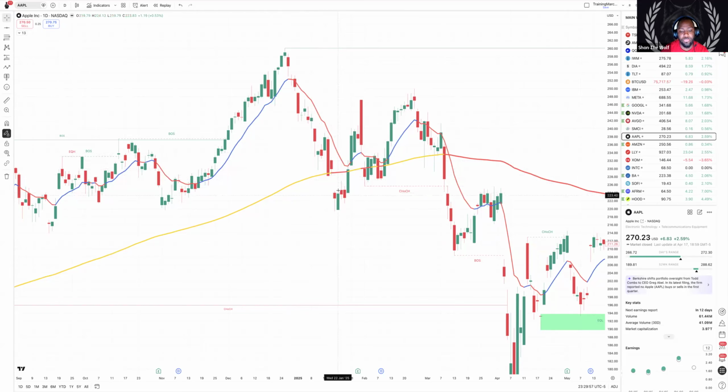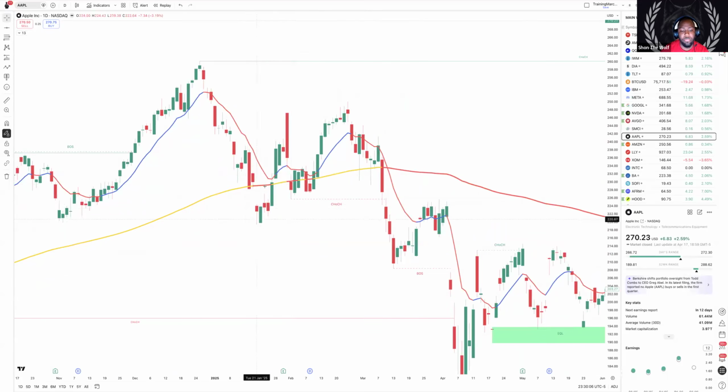Now you see how these candles came under the 200 and they opened and closed under the 200, but they were able to bounce back up. The reason why they were able to bounce back up with this little bounce is because our short-term moving average, which is the 12, was not under the 200.